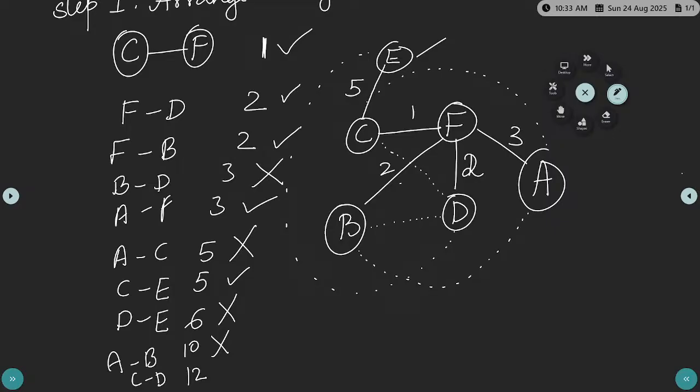So what is the minimum cost here? 5 plus 1 plus 2 plus 2 plus 3. So the total cost of this spanning tree is 13. You have to put it like this.